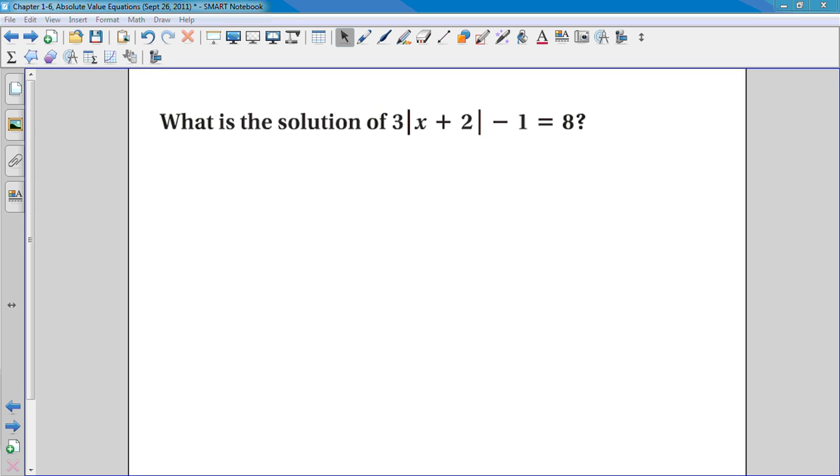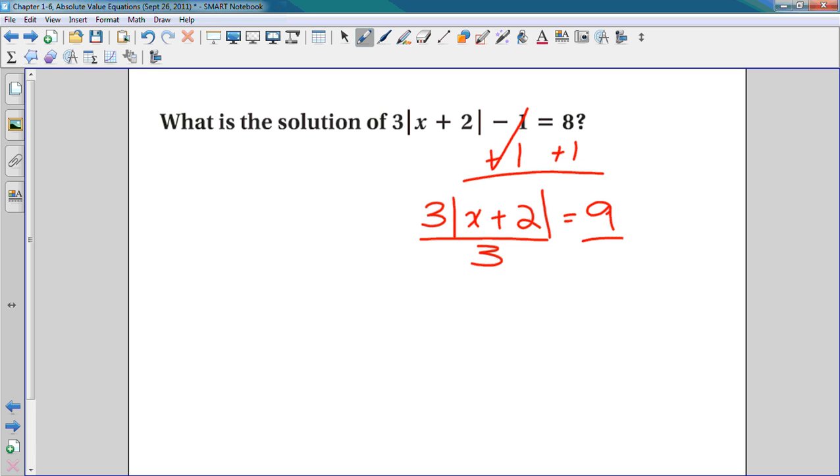So I'm going to add 1 and divide by 3. So I have 3 times the absolute value of x plus 2 equals 9. Divide by 3. I have the absolute value of x plus 2 equals 3. You see what I did? Now the absolute value is isolated.